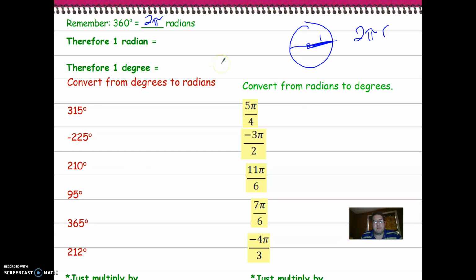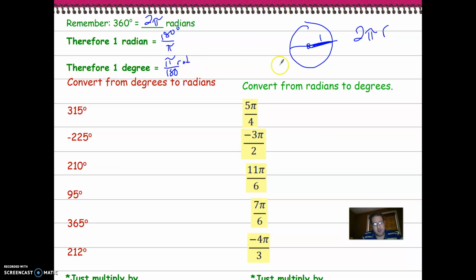2 times pi. Keep in mind, pi is irrational, 3.14. So it's a little bit more than 6 radians. Therefore, 1 radian is equal to 180 divided by pi degrees. But 1 degree is equal to pi divided by 180 radians.